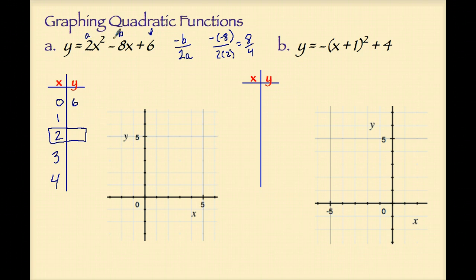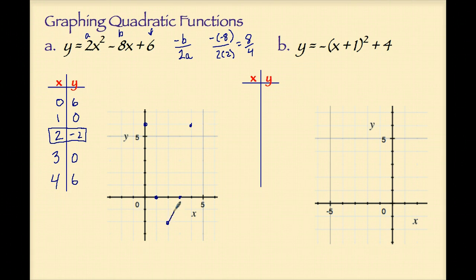If we put 1 in, 2 minus 8, negative 6 plus 6 is 0. Putting in 2 gives us 8 minus 16, negative 8 plus 6 is negative 2. 3 squared times 2 is 18 minus 24, negative 6 plus 6 is 0. And then 4 squared, 16, 32 minus 32 plus 6, another 6. So 0, comma 6, 1, comma 0. Oops. Let's make that 1, comma 0, 2, comma negative 2, 3, comma 0, and 4, comma 6.